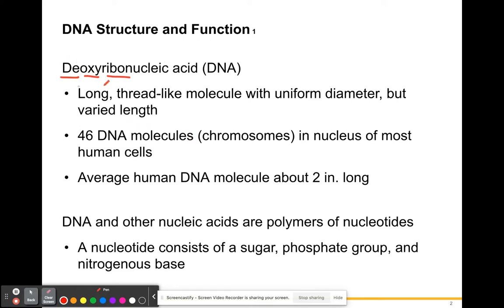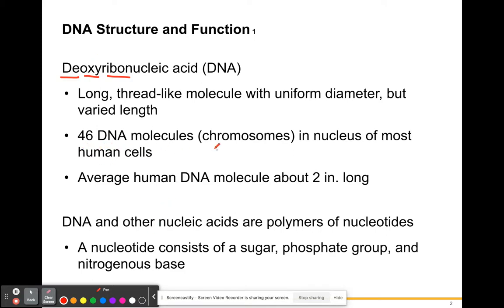I'm going to talk to you more about this when I show you the actual molecule. But basically what you're doing is you're removing an oxygen from ribose to get deoxyribose. And then you're adding that to a nucleic acid, which gives you deoxyribonucleic acid. It's a long thread-like molecule, varies in length between organisms.